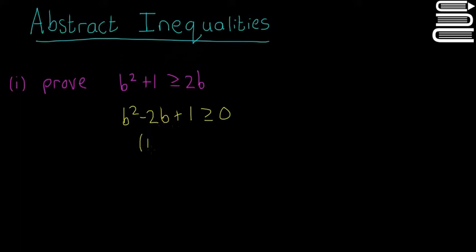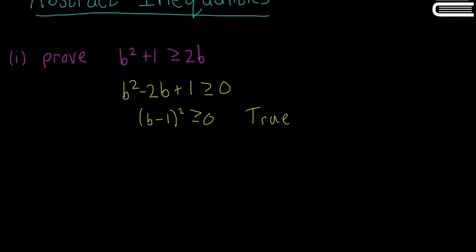Okay, so now hopefully we spot that this is a perfect square. So I'm going to say (b minus 1) squared is greater than or equal to 0, because that's how you perfect this square here. (b minus 1) squared will be equal to this if you multiply it out. And this is true because any squared number is always greater than or equal to 0. So that's our first one done. I'll scroll down and we'll write the second one out.